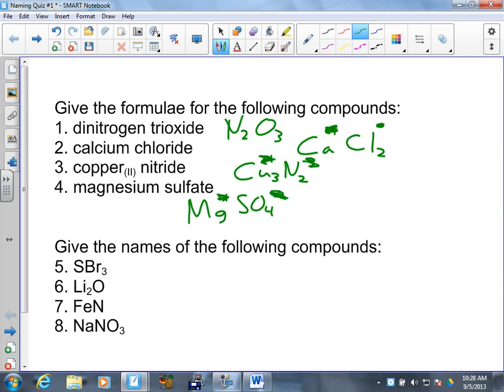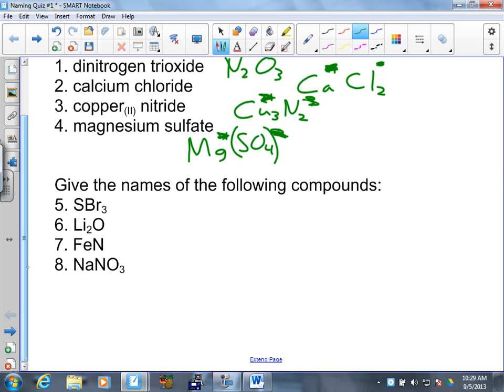MgSO4. You could have gone 2 and 2 and then reduced as well down to 1, right? But in any event, it's MgSO4. If they had the SO4 in brackets, that's fine. Okay. They don't need them on that one, but if they had them, that's also fine. Questions on the first 4?